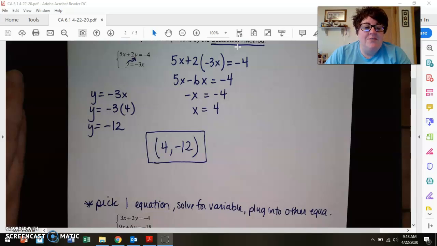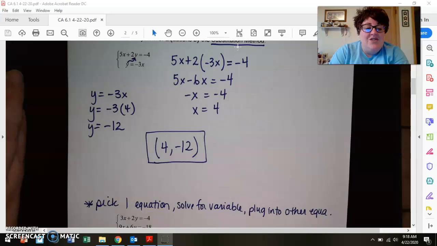So the first example, and this is what they look like. It has a large bracket on the left-hand side and then your 2 equations. For substitution, your goal is to pick one equation, solve for one variable, and plug into the other equation. It does not matter which variable you solve for. Now, looking at this one, one of them is already solved for y.